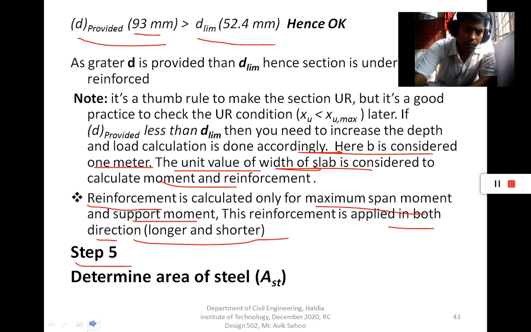In step 5, we calculate the area of steel. We determine the area of steel in step 5.